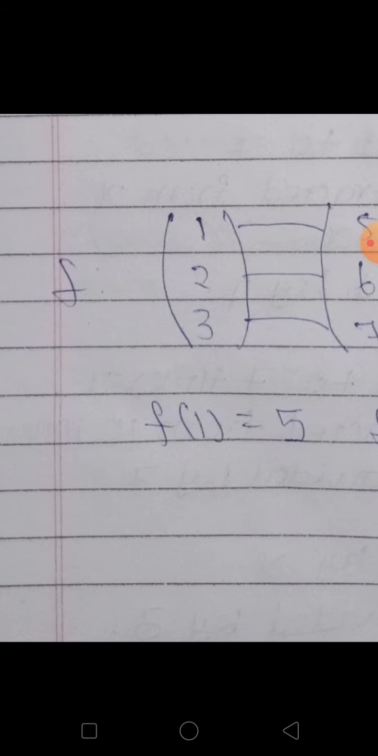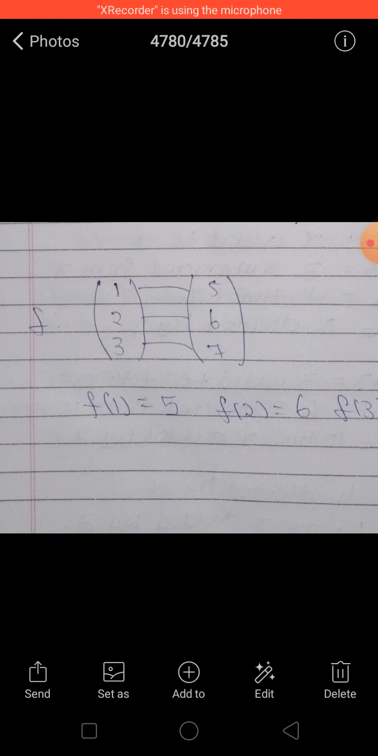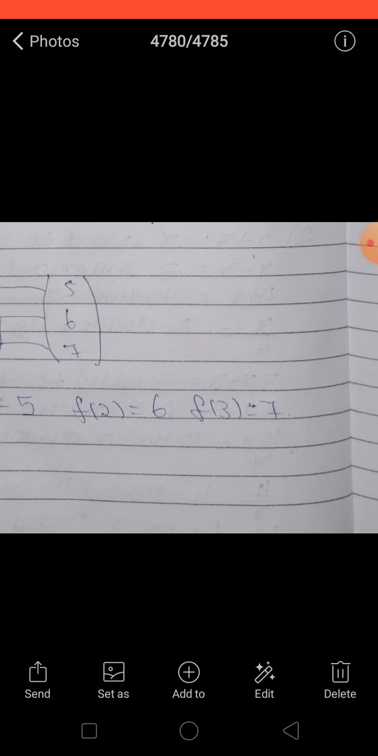I can write f of 1 is equal to 5, and f of 2 is equal to 6, f of 3 is equal to 7. Is it okay? So listen carefully. I can write that function f of that first value is equal to 5. So now which means this is onto.